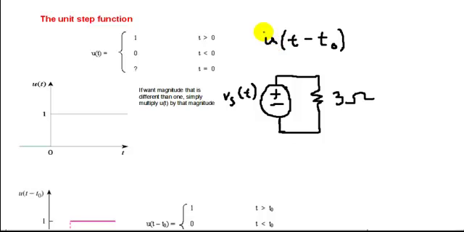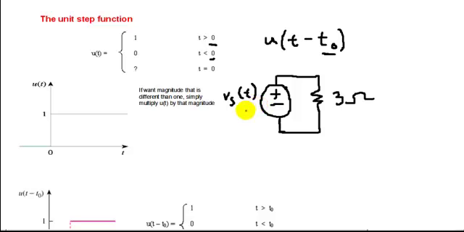The unit step function has a form of u of t minus t initial, where t initial is the time where you want this function to jump to 1. So in this case, we have our t initial to be 0 seconds. For anything greater than 0 seconds, this function will jump to 1. Anything less than t initial has a value of 0. So this function will be 0.